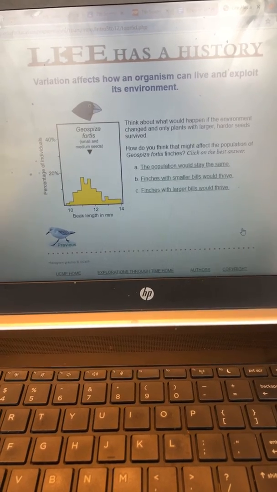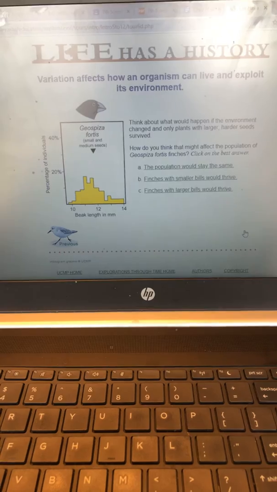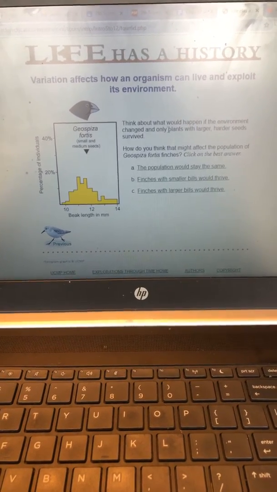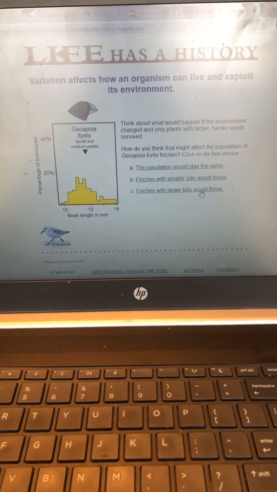The population would stay the same. Finches with smaller bills would thrive. Finches with larger bills would thrive. So they have larger, harder seeds, so they would need a bigger, stronger beak. So the ones with the larger beak would thrive.